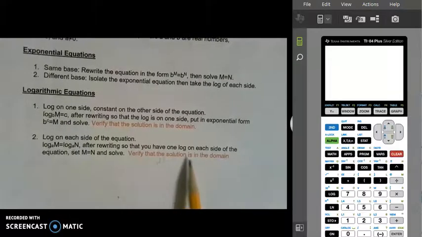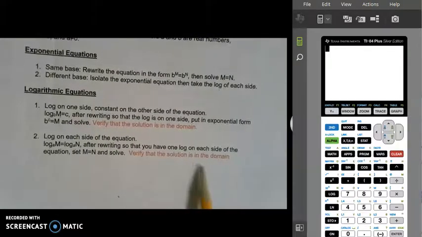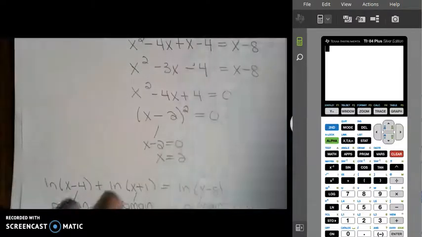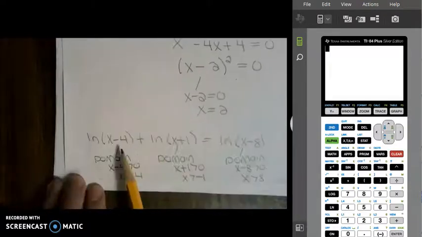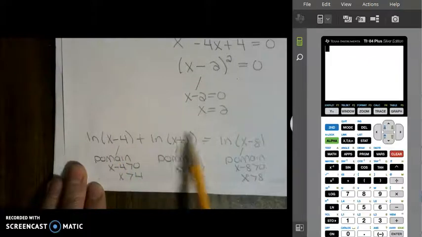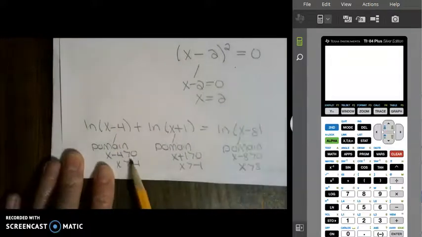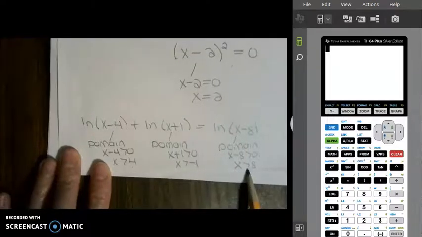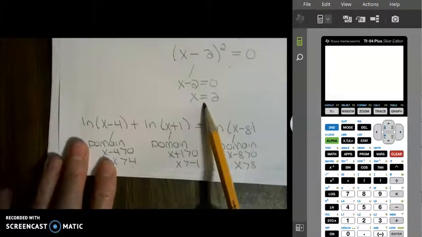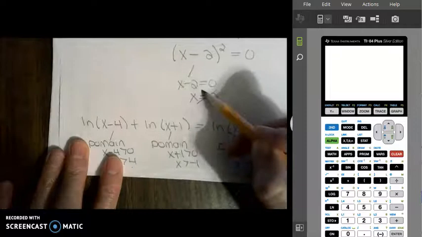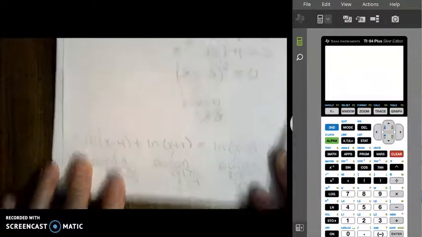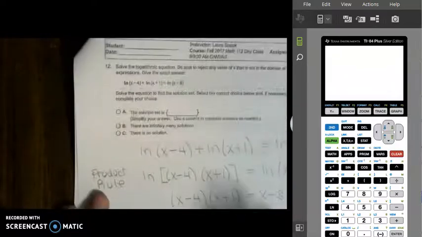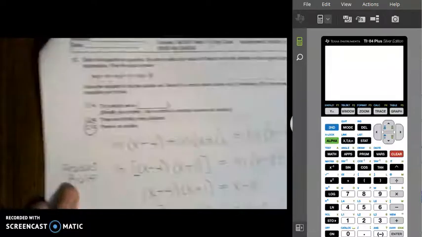Now again, you always want to make sure that the solution works in the domain, so you have to look at each log and make sure it's satisfied. So this is the original equation. This must be positive, this must be positive, and this must be positive. So it has to be greater than 4, it has to be greater than -1, and it has to be greater than 2. So because of these two, this one does not work. So in this case, for this particular one, after all that work, it's a no solution.